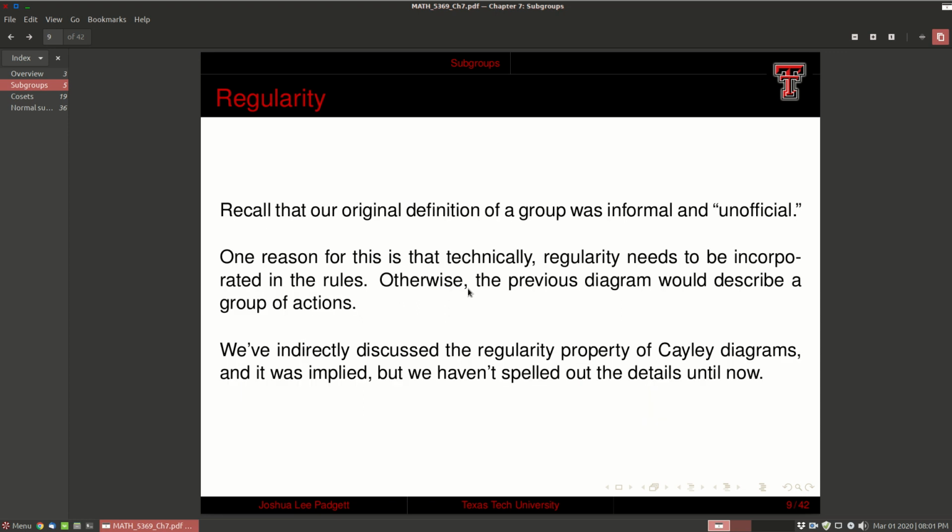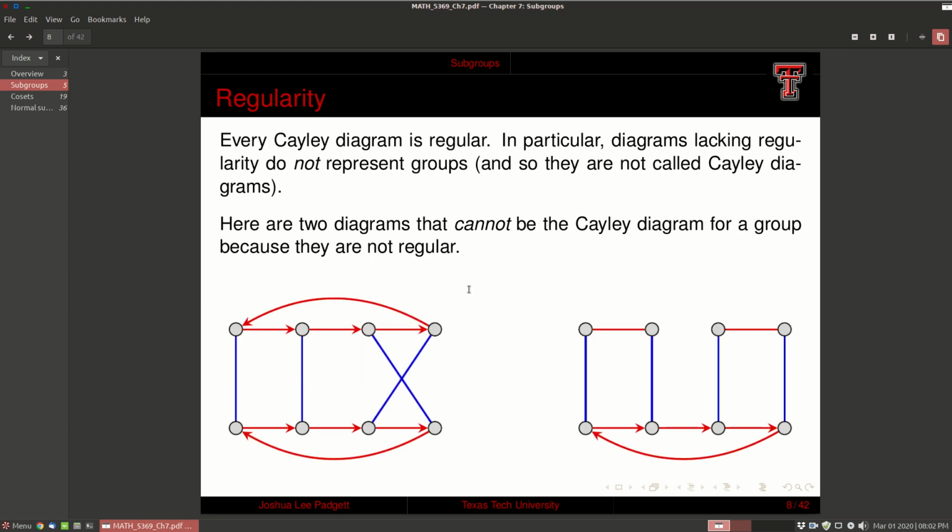So now the reason to bring this up is because before we had this original definition of a group that was informal, and I called it unofficial. And the reason for this unofficialness is because technically regularity has to be incorporated into the rules. Otherwise, we wouldn't be able to actually completely describe a group. So what do I mean? It's actually the case that the previous diagrams here, under our old definitions, would satisfy all 4 of them and could be considered groups. Okay?